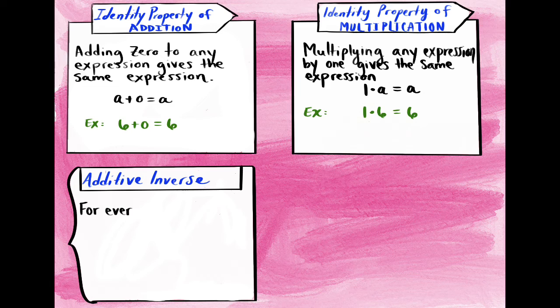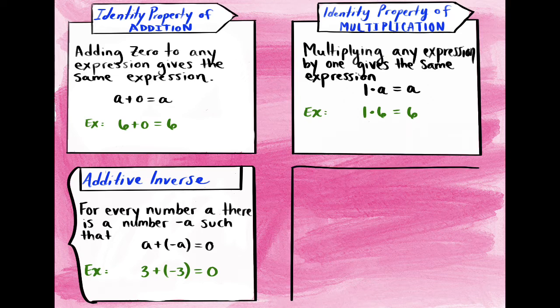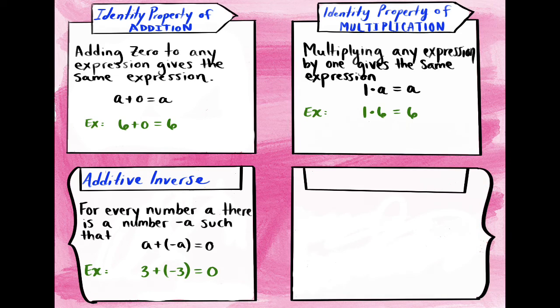And then the additive inverse. For every number a, there is a number, negative a, such that a plus negative a is going to give you 0. So there's always going to be a number there. For example, 3 and negative 3 gives you 0. 5 and negative 5 gives you 0. Okay, those are the additive inverses.